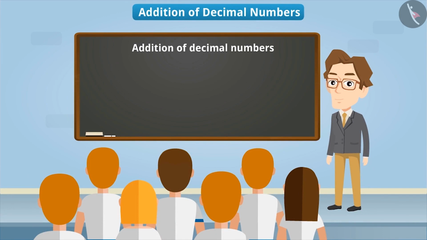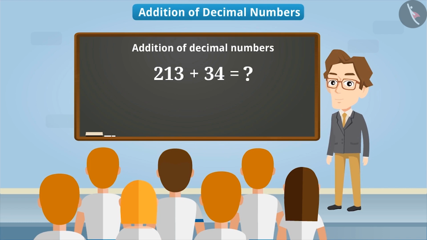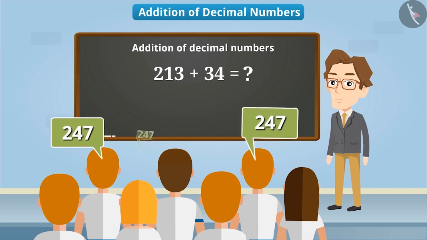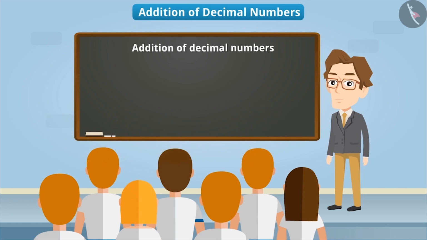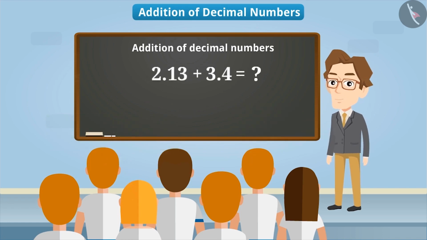The teacher asked the students the sum of 213 and 34. The students answered 247 very easily. Everyone was happy that they had answered it quickly. The teacher then asked them, what would be the sum of 2.13 and 3.4?